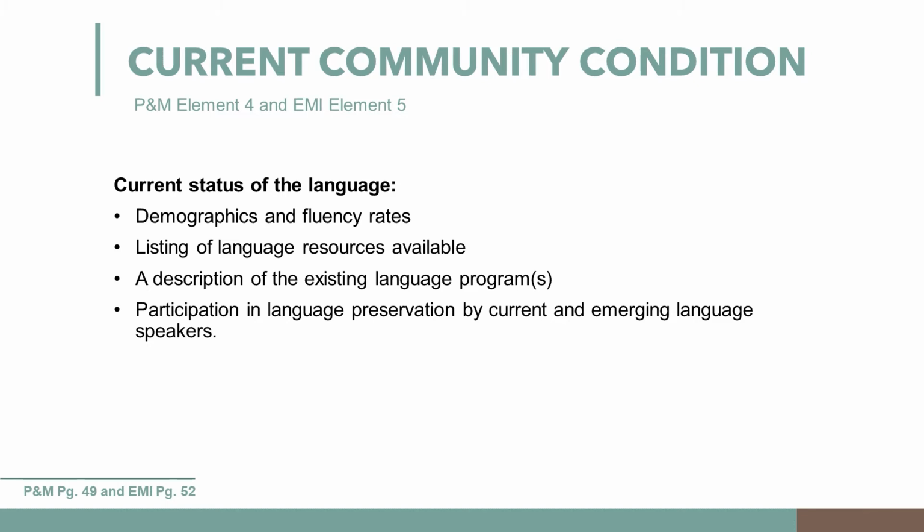Element 4 in the language FOA and Element 5 in the EMI FOA asks that information be provided on the current status of the native language, including: 1. The current number of fluent and emerging speakers with details to indicate fluency levels. 2. A listing of current language learning resources available for use within the community. 3. A description of any existing language programs. And 4. It should describe the participation in language preservation by current and emerging language speakers.